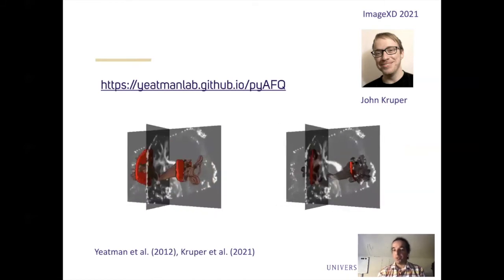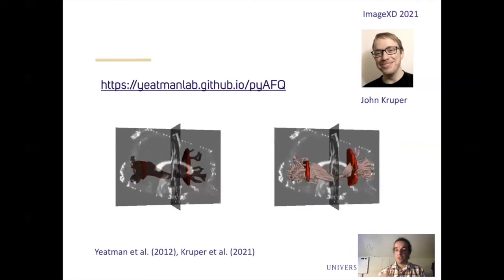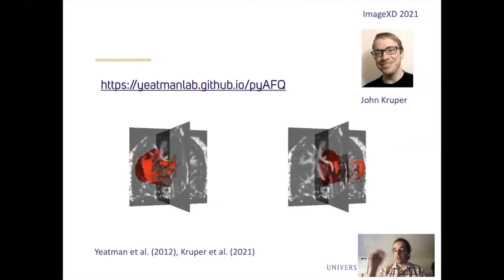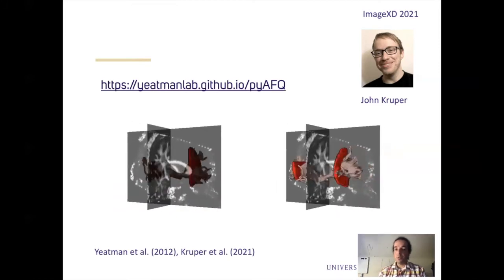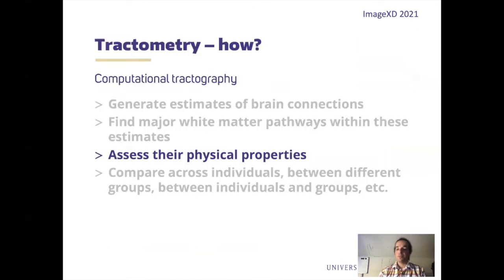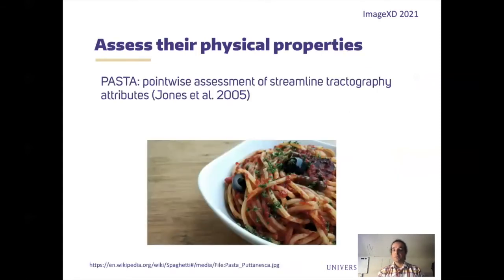And then another example, another set of waypoint ROIs gives us the inferior frontal occipital fasciculus that connects the occipital cortex, the back of the brain, to the front of the brain. And we can do that for many different known anatomical connections. Once we do this, within each bundle, we can assess the physical properties of diffusion within that bundle. And I wish that I had come up with this acronym, but Derek Jones and colleagues came up with this in 2005. This is called Pointwise Assessment of Streamline Tractography Attributes, or PASTA.